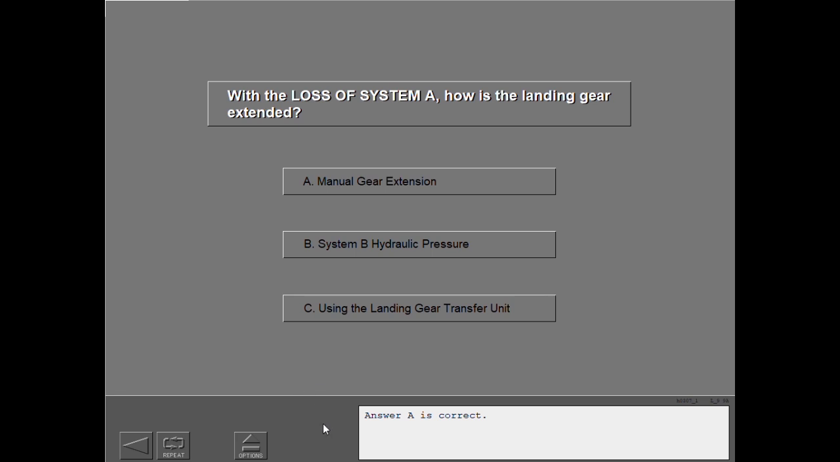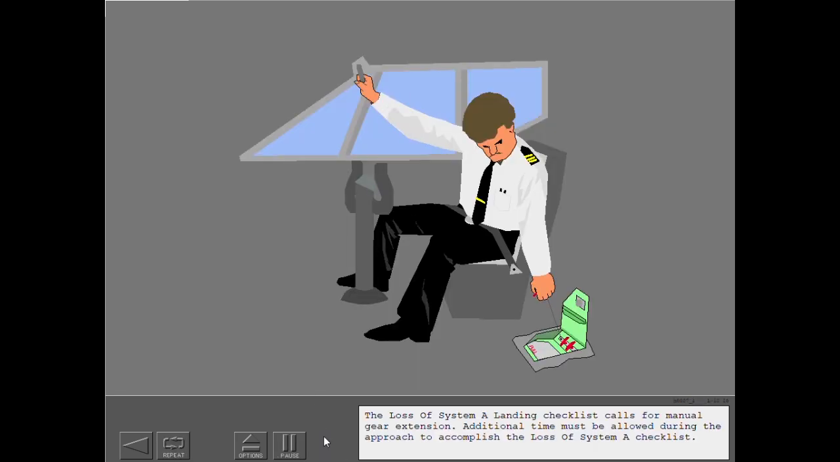Answer A is correct. The loss of System A landing checklist calls for manual gear extension. Additional time must be allowed during the approach to accomplish the loss of System A checklist.